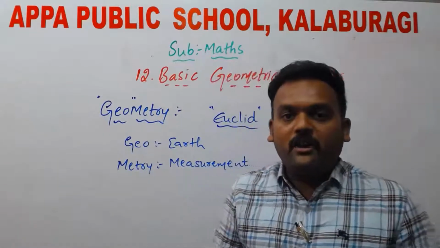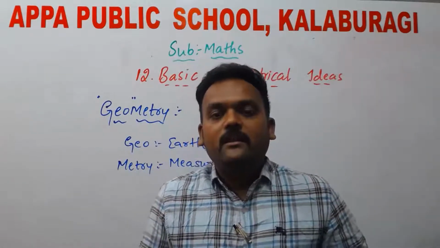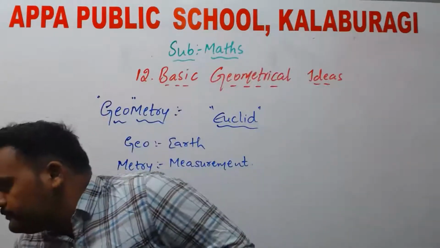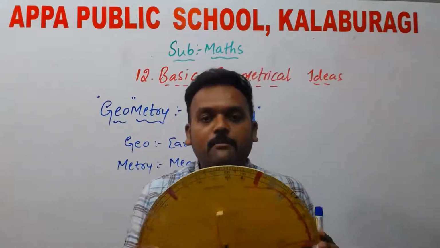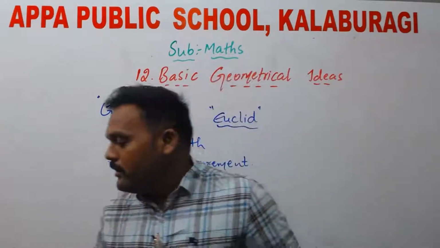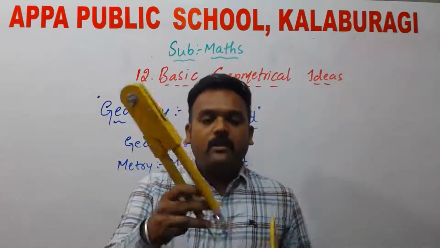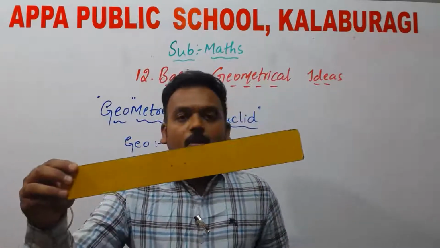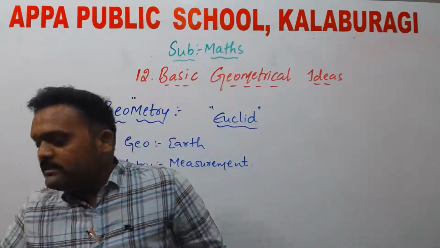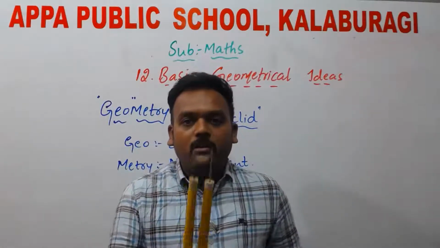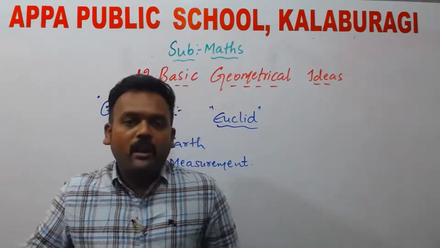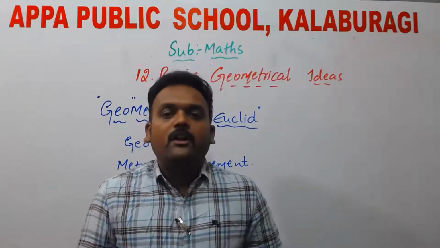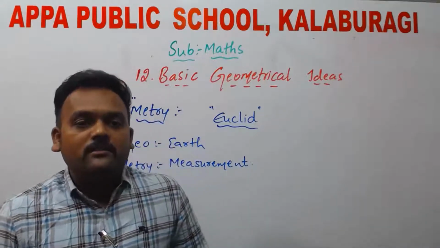You know the geometrical box. The geometrical box contains a protractor. You know the protractor. This is the protractor. This is the divider. This is the 15 centimeter ruler. Then this is the two set angles instrument. This geometry box contains a protractor, ruler, divider, and two set angles instrument.